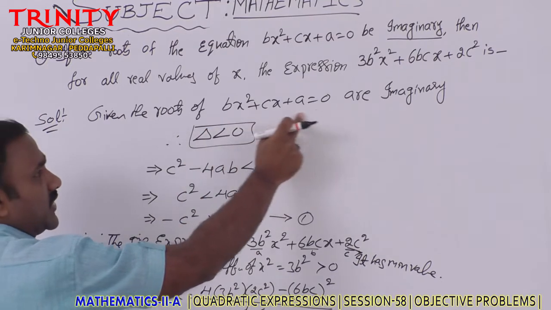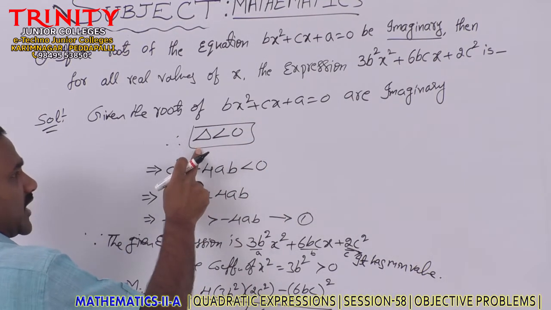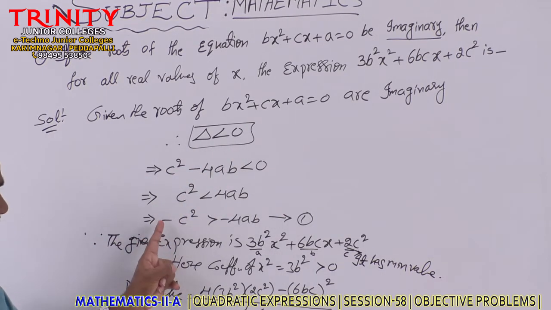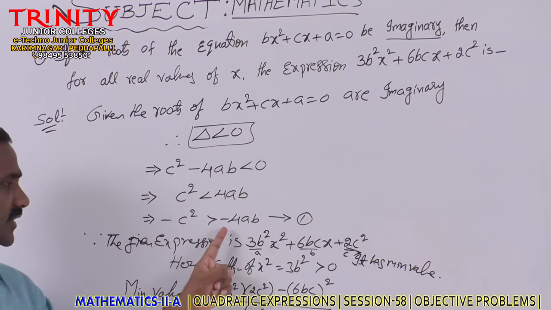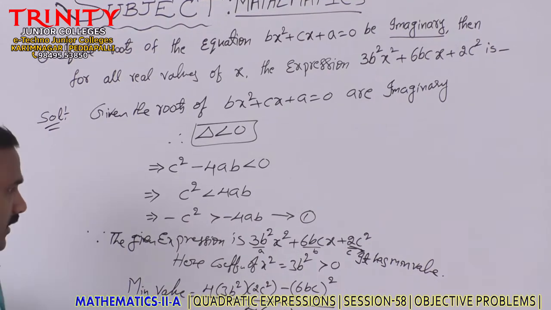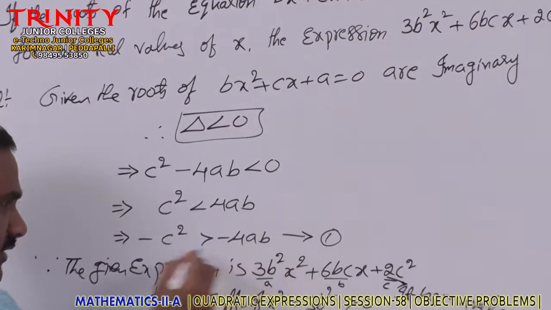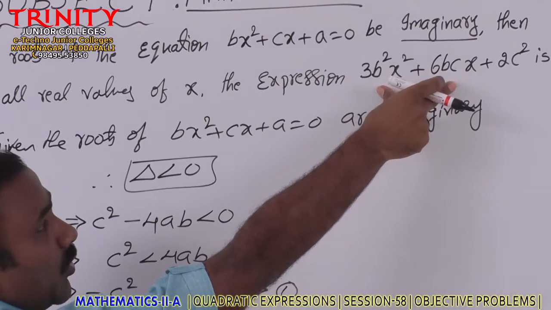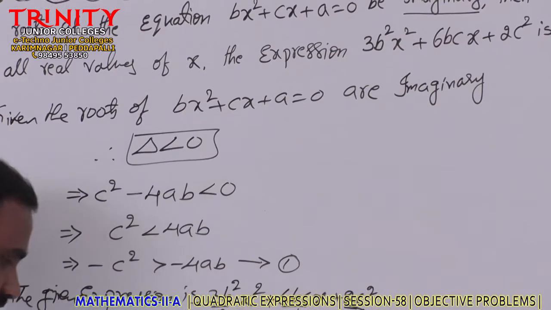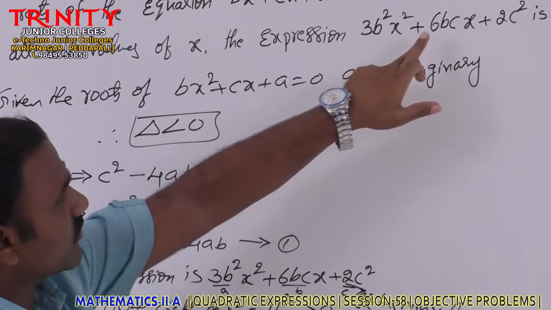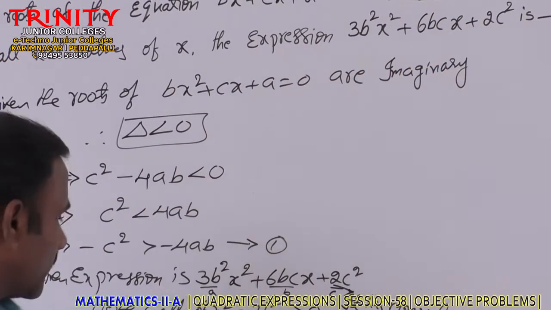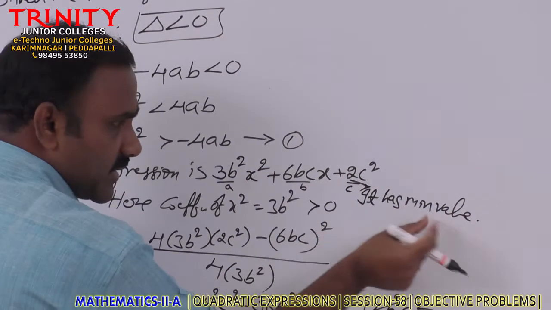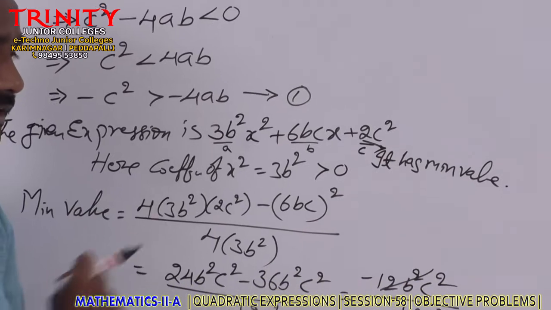If the roots of this equation are imaginary, then we use the condition discriminant is less than 0. By using the discriminant, we got the condition minus c square is greater than minus 4ab. Then, by using this condition, we have to give the reason for this expression. What is the value of the expression 3b square x square plus 6bcx plus 2c square? The given expression has the minimum value.